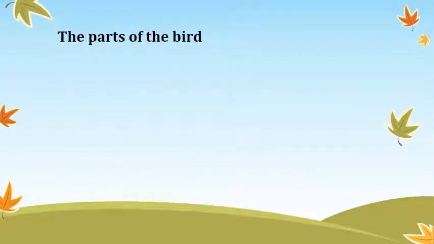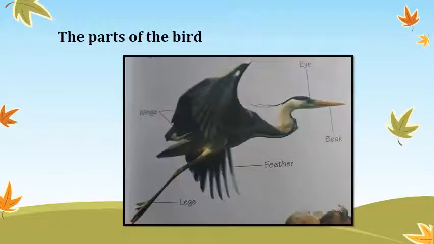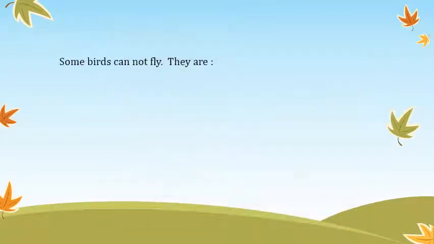The parts of the bird. It has eyes, beak, feathers, legs, and wings. Some birds cannot fly. They are penguins and flamingos.